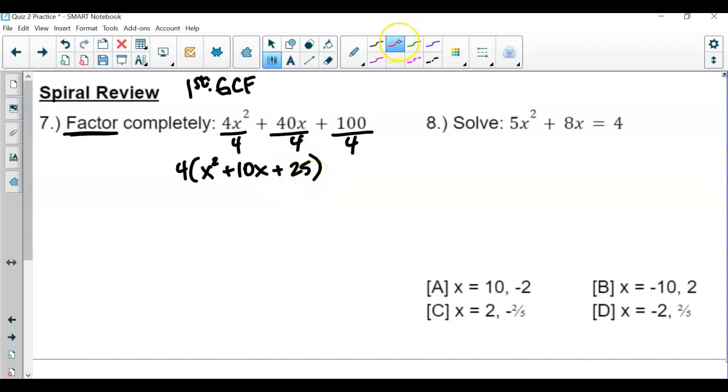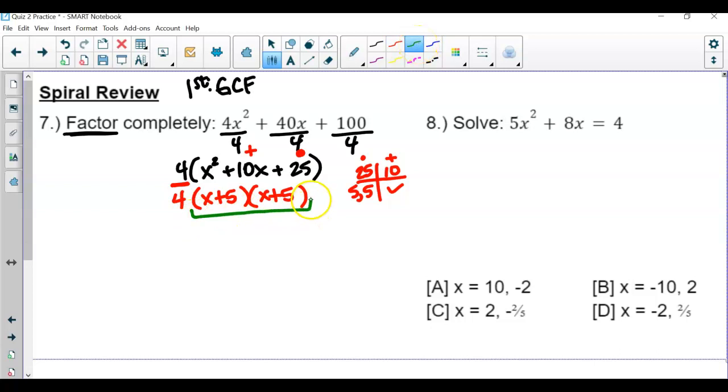Now I can continue with my factoring. So here, now we continue on. What two numbers multiply to get you 25, right? And add to get you 10. That would be 5 and 5. 5 times 5 is 25, and 5 plus 5 is 10. So don't forget the 4, right? Our GCF. So 4 times x plus 5 times x plus 5. Now, if we also wanted to simplify this even more, this is the same as 4 times x plus 5 quantity squared, because it's being multiplied by itself to the second power.